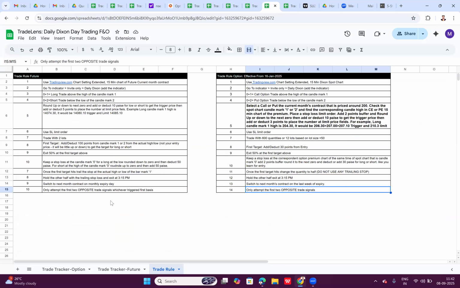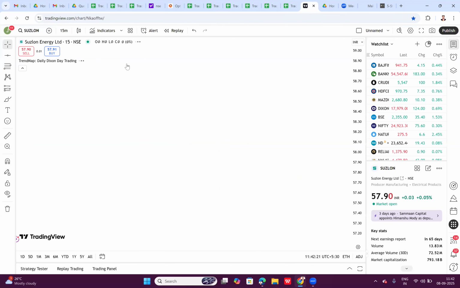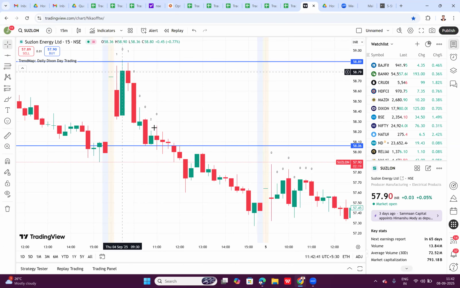Okay, means in futures we got two trades. First is buy, second is sell. But the buy trade entry was not executed, so we have to take entry in the sell trade, and we got a very good handsome profit in the sell trade. In options we got two trades, call option trade and put option trade, but entry was not executed in the call option trade, but we got entry in the put option trade. So out of the first two opposite signals, we have to take entry in the first one, which is executed first.